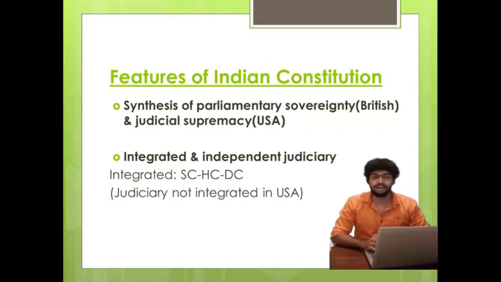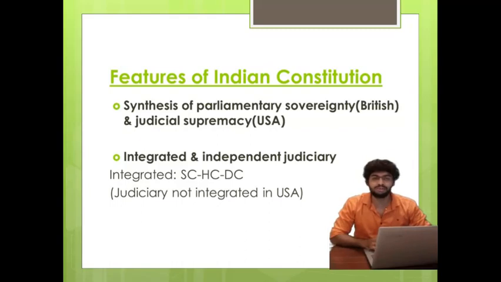Another feature of the Indian Constitution is the independent and integrated judiciary. The Constitution has provided detailed provisions which ensure the independence of the judiciary. For example, there is security of tenure for judges and so on. Also, there is an integrated judiciary in India. We have the apex court, that is the Supreme Court, below which there are high courts, below which we have the district courts and so on.